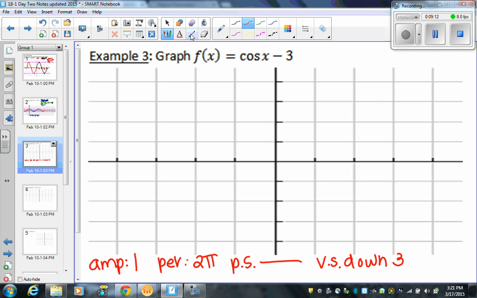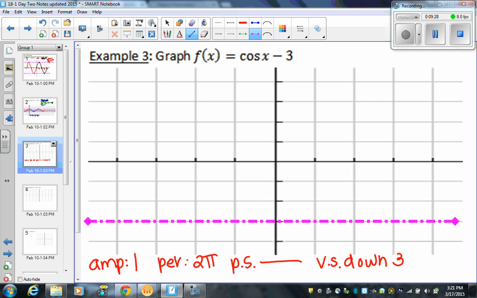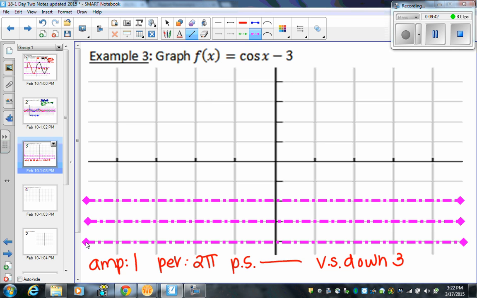So, to determine where our midline is, since we've got a vertical shift down 3, my midline is no longer going to be on the x-axis. It's going to be shifted down 3 units from the x-axis. So our midline should be here at y equals -3. My high line comes from my amplitude, so I go up 1 from my midline, and I go down 1 from my midline. And to graph cosine, we're going to graph high, middle, low, middle, high.